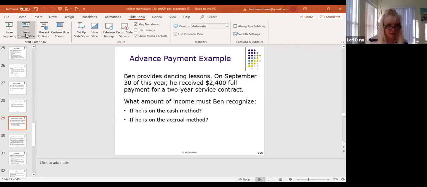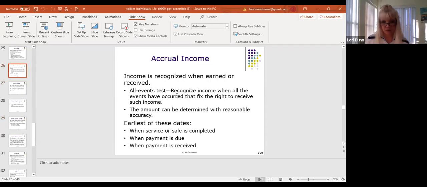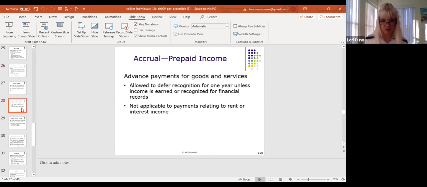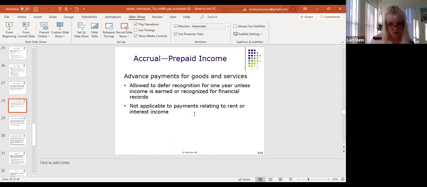So the general rule says, I'm just going to stay in here. The earliest of when you perform the service, you receive the cash, or it's due. You can elect, though, to defer some of the income that isn't earned as of the end of the current year when you received it to next year. You don't have to, but you're given that election. Any questions?